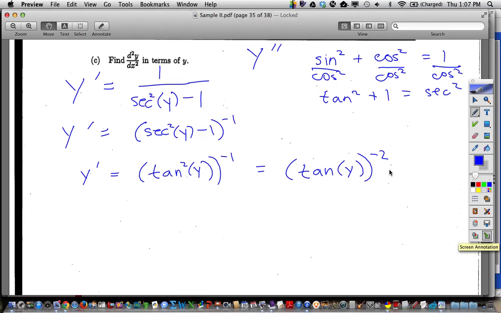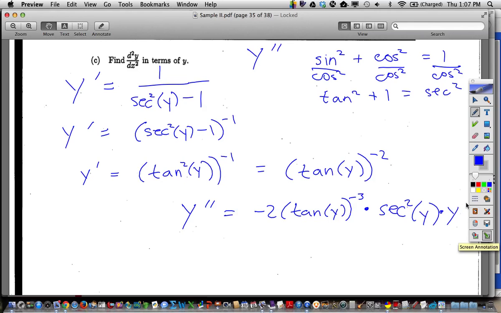but a lot of these problems have 7 or 8 different paths you can take, and eventually they'll get there, okay? All right, so now when I go to do y double prime, bring down the -2, leave the tangent alone to the -3, times the derivative of the inside. What's the derivative of tangent? Secant squared y, and don't forget to tack on y prime.